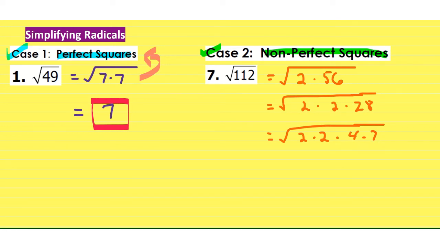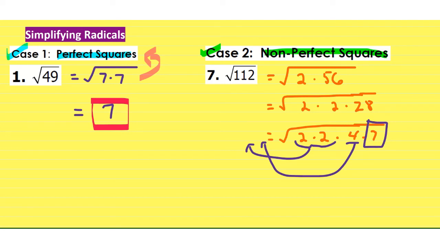We can see that this set of 2's is a perfect square, because 2 times 2 is 4, and the square root of 4 is 2. So one of those 2's can come out to represent that pair. We also understand that the square root of the 4 is also a 2, so we can pull a 2 out to represent that 4. But the 7, we cannot take the square root of a 7. It is a prime number, so it must remain inside the radical house.